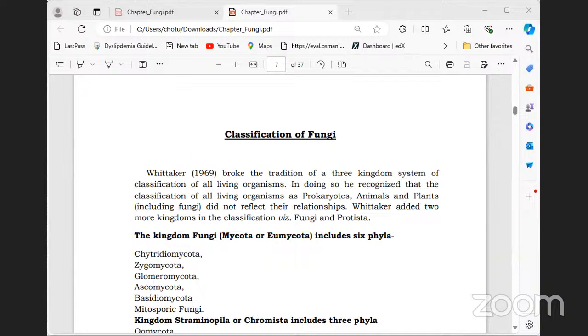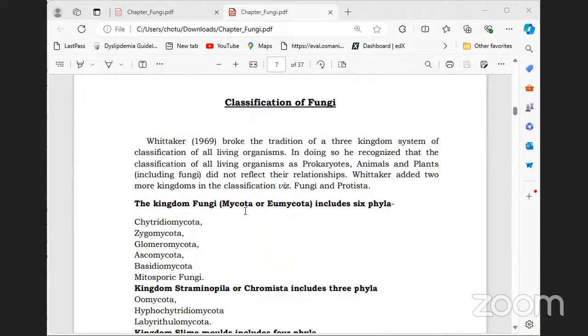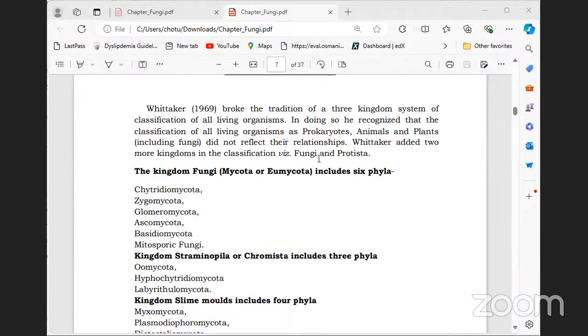Whittaker divided total living organisms into three. One is the prokaryotes, bacteria, viruses, and mycoplasma. The second is animals, including human beings. And plants, where fungi were also included as plants, which did not reflect their relationship. Whittaker added two more kingdoms to the classification, called fungi and protista.